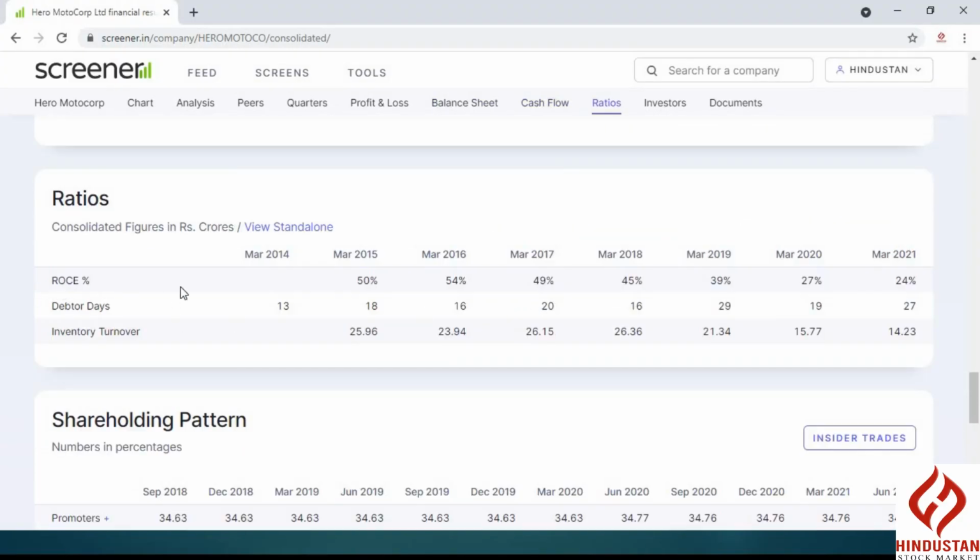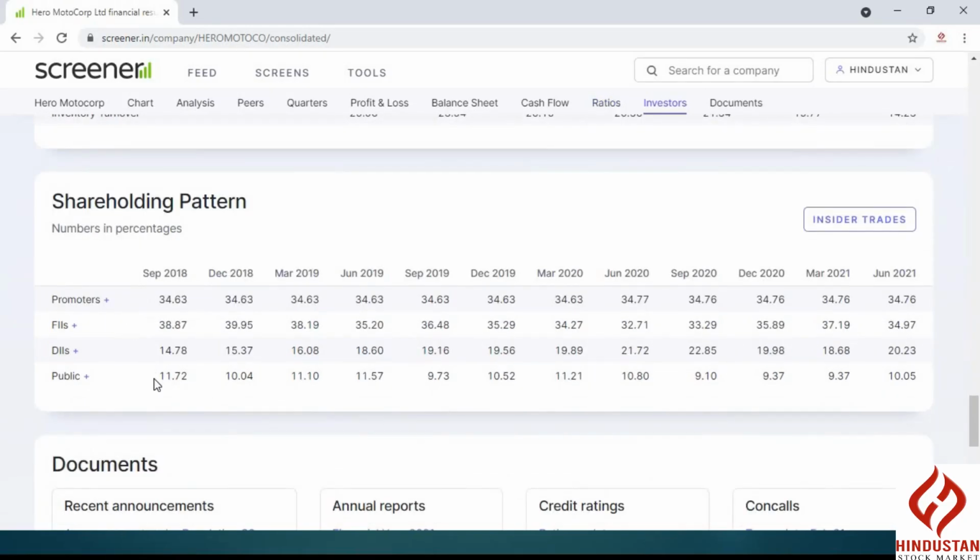And the ratios, return on capital employed, it is almost more than 24%. See, in the year 2015 it was 50%. But still, even in the year 2021, it has maintained more than 20%. It's a good thing. And shareholding pattern, this is also the most important thing. So promoters holding is 34.63 in the year 2018, and almost they have maintained the same level, the same percentage of shareholding.